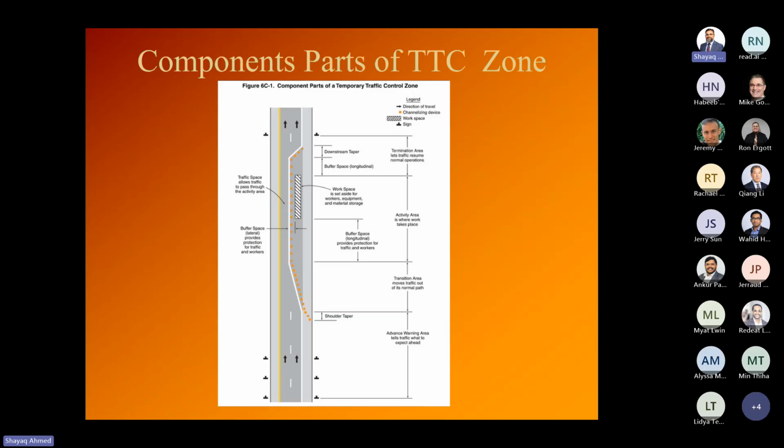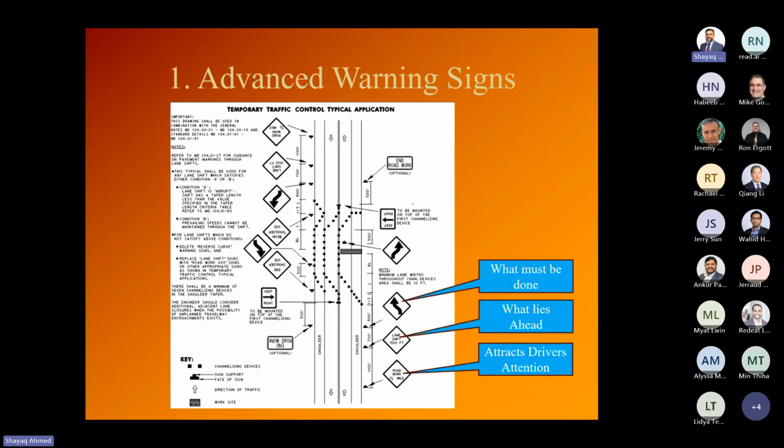And the termination taper, usually when I do the design, I assume a termination taper of 100 feet for each closed lane. So if you close one lane, you have to provide 100 feet of termination taper. If you close two lanes, you provide 200 feet termination taper. And so on. If you close 3 or 4, you increase by 100 feet for every lane that you close. We will discuss these work areas in more detail next.